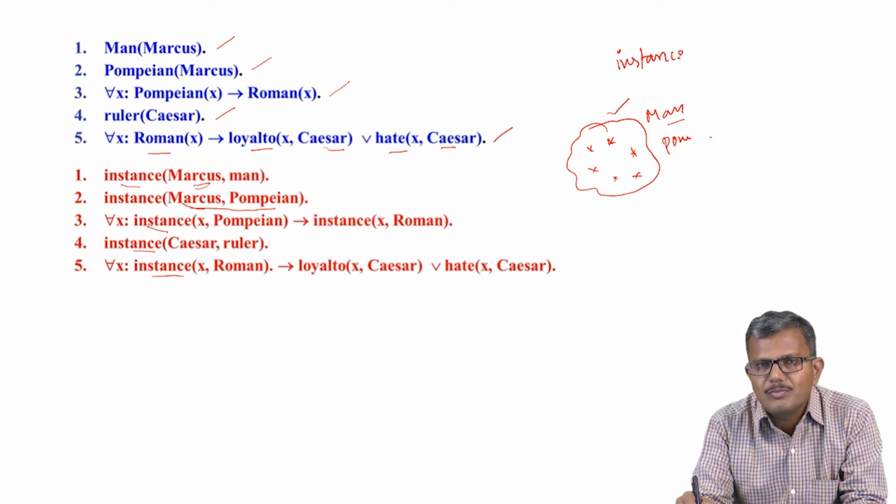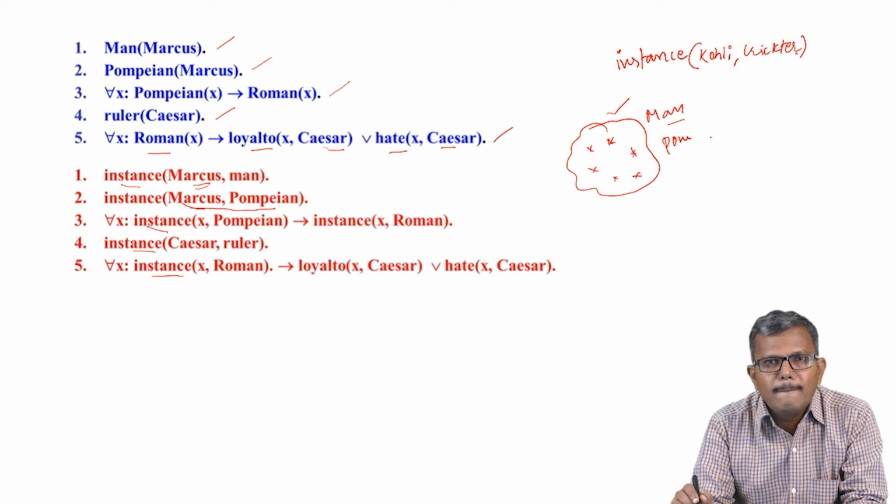Instance, here the first parameter should be the object, so I can write Kohli. And the second parameter should be the class to which it belongs. To which world does Kohli belong? To the cricketers. So I can say cricketer. Like this also, I can convert the representations with the help of the instance attribute.